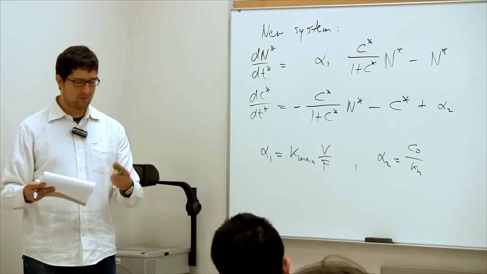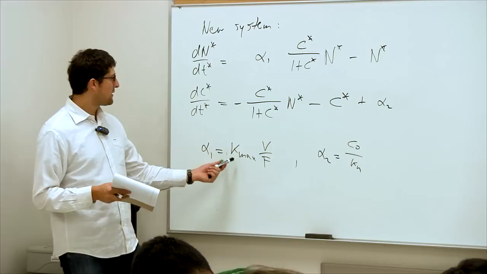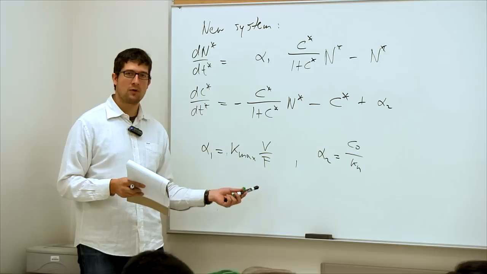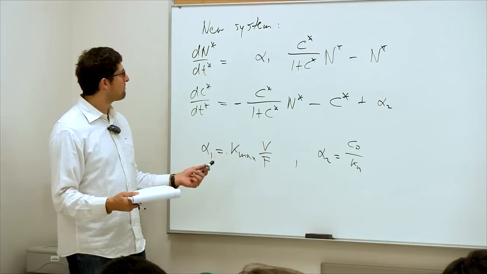It's good to know that, for example, Kmax, V, and F show up together. It means you can multiply Kmax by 5 and multiply F by 5, and you end up with the exact same behavior as if you didn't multiply either. These relationships show up that you didn't think about when you first wrote the model. Okay? So there you go. Now the new system only has 2 parameters.